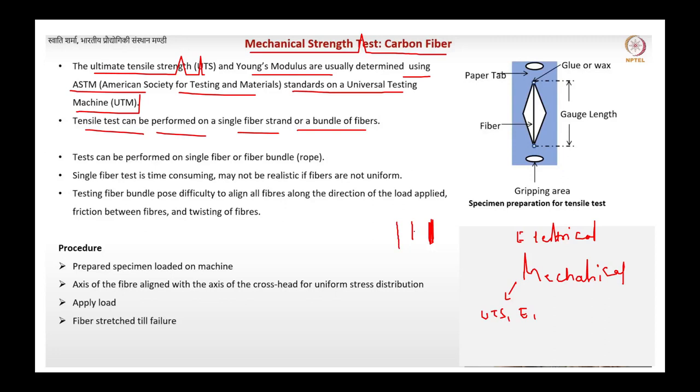Testing fiber bundles poses difficulty in aligning all the fibers along the direction of the load applied. Suppose you have applied the load in this direction, then it is very difficult to align all of them in one direction. There is also friction between fibers and twisting of fibers.